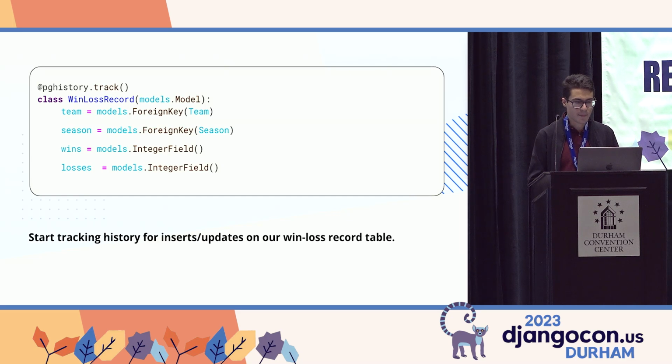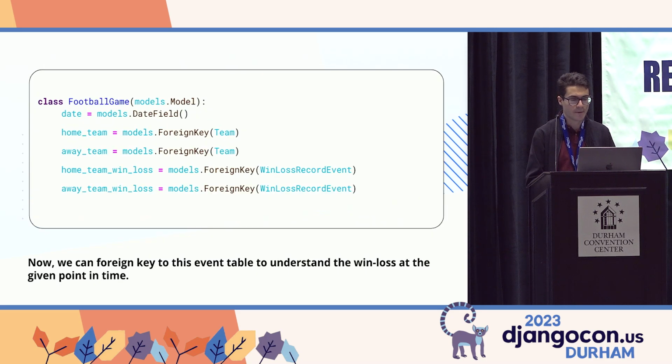What can we do here? Well, obviously you could just denormalize the data onto the table. That will work. But what if we just want to keep all the information within this table? We can just add history tracking here, so for inserts and updates, we're going to have history tracking now.